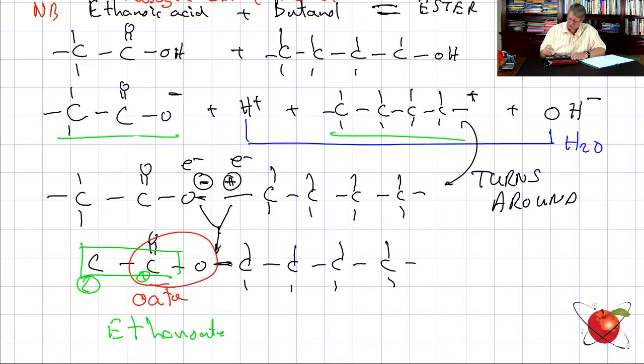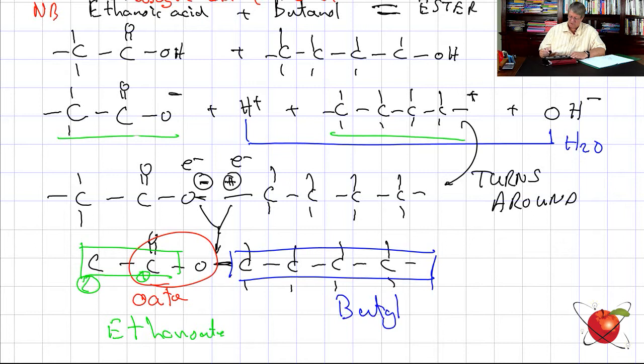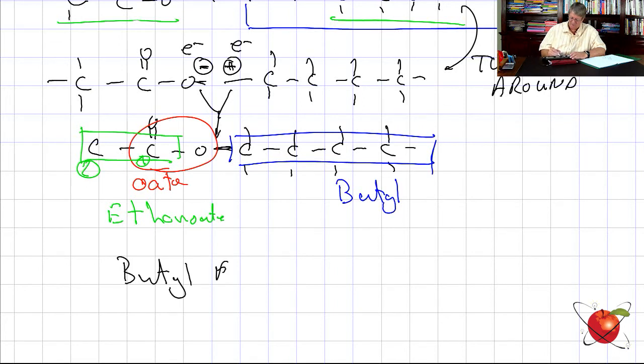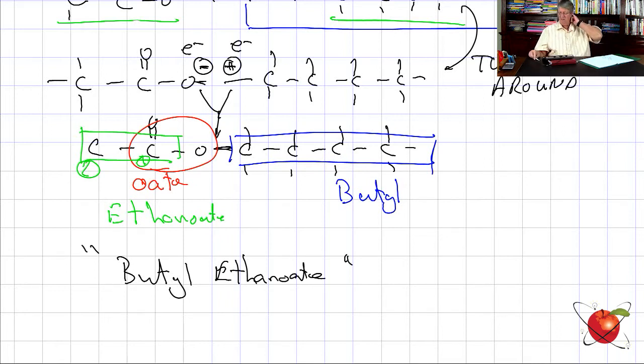And then the side chain that is added onto this is that guy there. And that's meth, eth, prop, but. That's butyl. So the final name of this character is butyl ethanoate. There he is. All right. Now, you can do that in reverse. We'll do one in reverse in a few minutes.